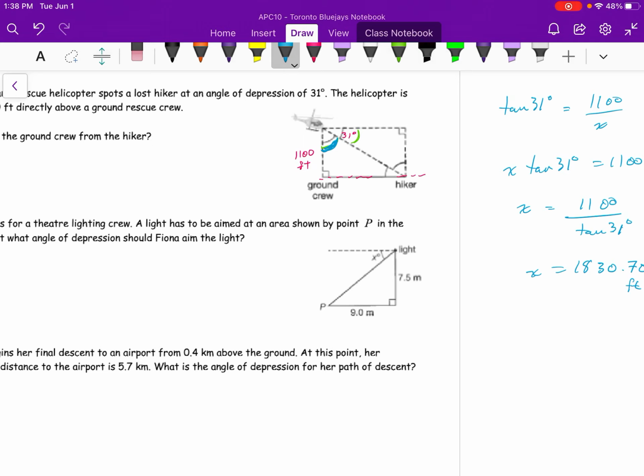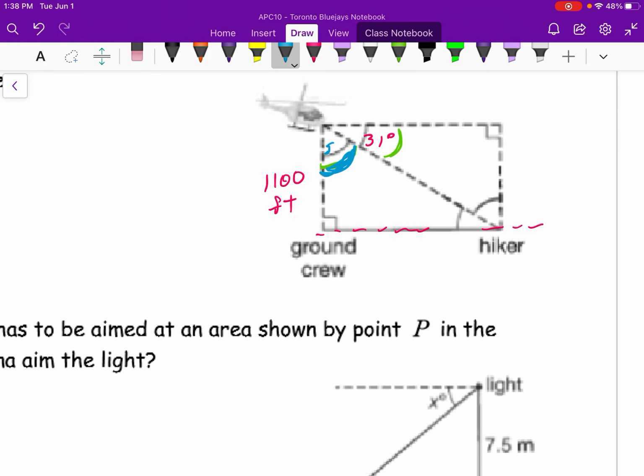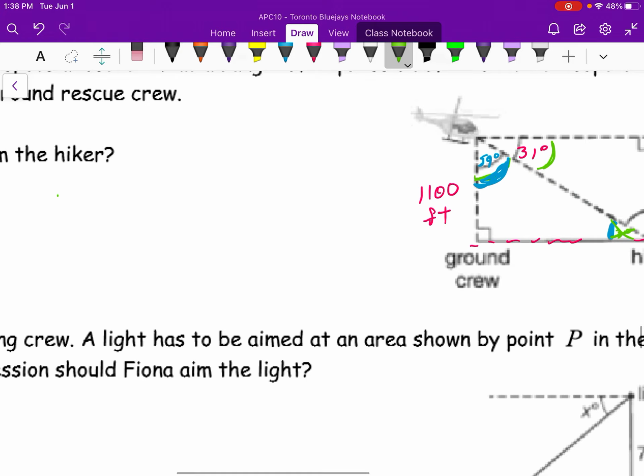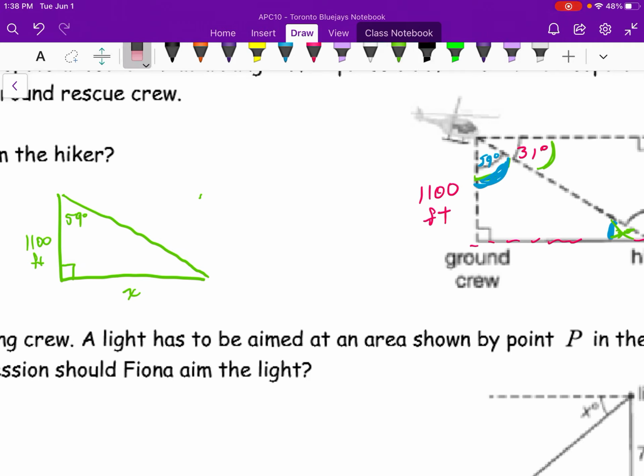Well, it's the complement because it adds up to 90 degrees. So this angle right here is actually 59 degrees. And by the way, what is this angle here? I actually don't need this angle down here, but this angle is 31 degrees. I'm just going to cross that out. So instead, I could solve this triangle. And this is 1,100 feet. This is 59 degrees. And there's my triangle. I want to know how far I am.